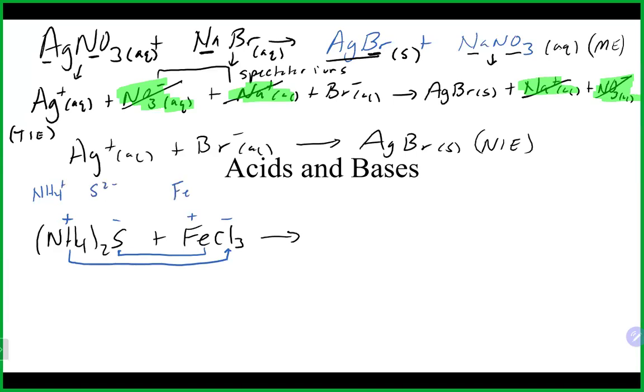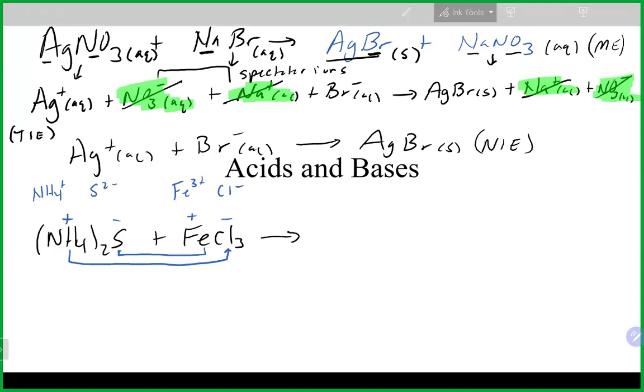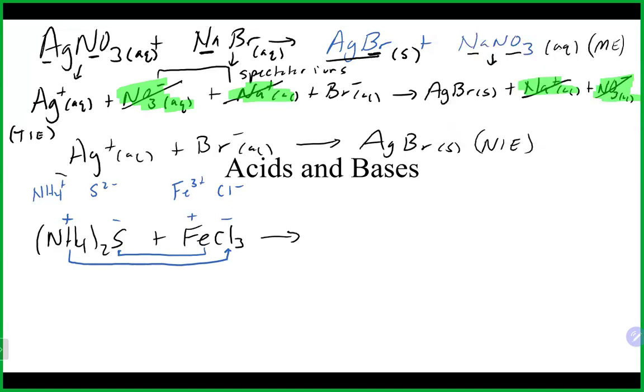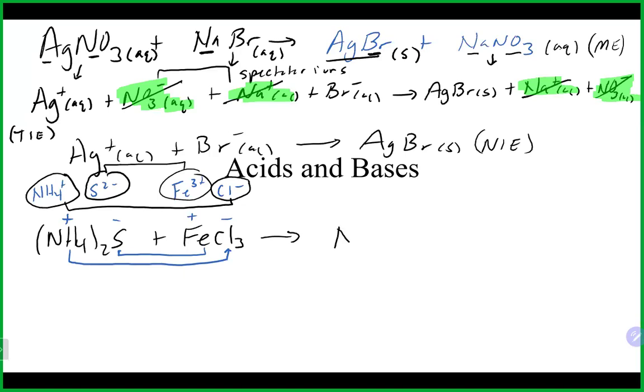And this is an iron with a +3, and this is a chloride with a -1. So when we switch partners, it is going to be the ammonium and the chloride coming together, and it's going to be the iron and the sulfide coming together. Ammonium is +1 and chloride is -1, which means on this side we end up with NH4Cl. Again, no weird thing like NH4 2Cl3 or anything like that. You want to make sure you get the right formula.